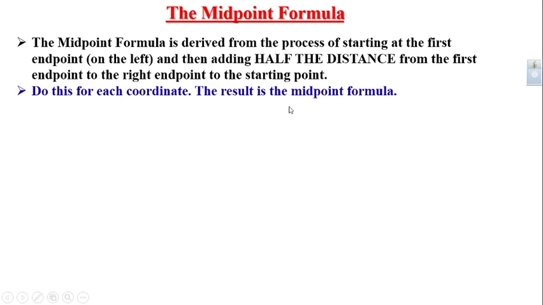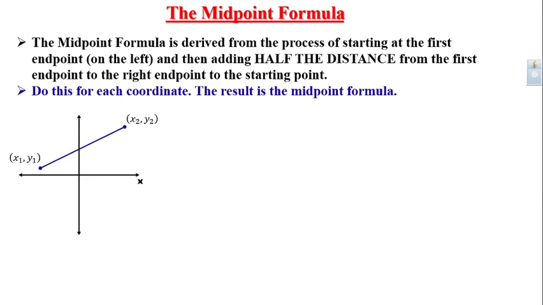Now, you will do this for each coordinate. So let's see how we'll do this. I have a line segment here. The first endpoint is x1, y1. The right endpoint is x2, y2. And I want a midpoint. The midpoint is a point, say, right in the middle here, and I'll call that xm, ym.